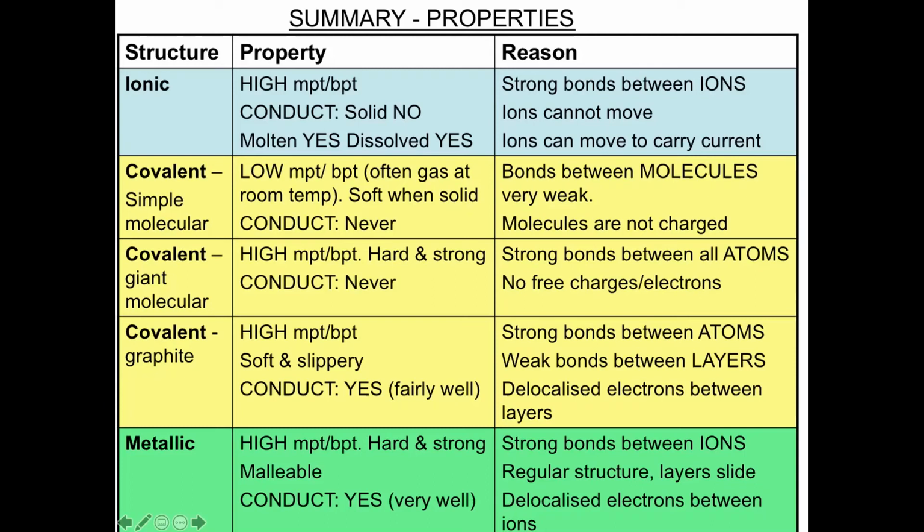Now, it is worth noting with this regular structure and layers that slide, that if you have a mixture of metals or an alloy, because the ions are slightly different sizes, that sliding gets much, much more difficult, which will make them harder and less malleable as well. So hopefully that is all of our structures, and we can go on to talking about how to use the language correctly.